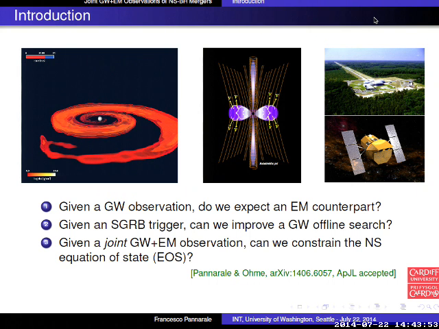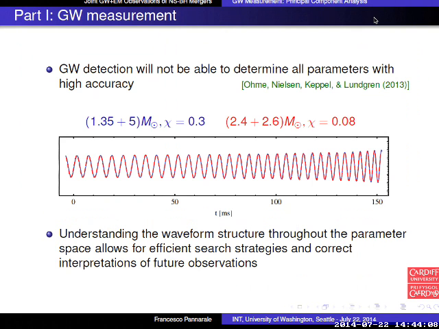And then the final question is, if we can associate to detections a GW and an EM observation, can we use these joint observations to constrain the equation of state of the neutron star?